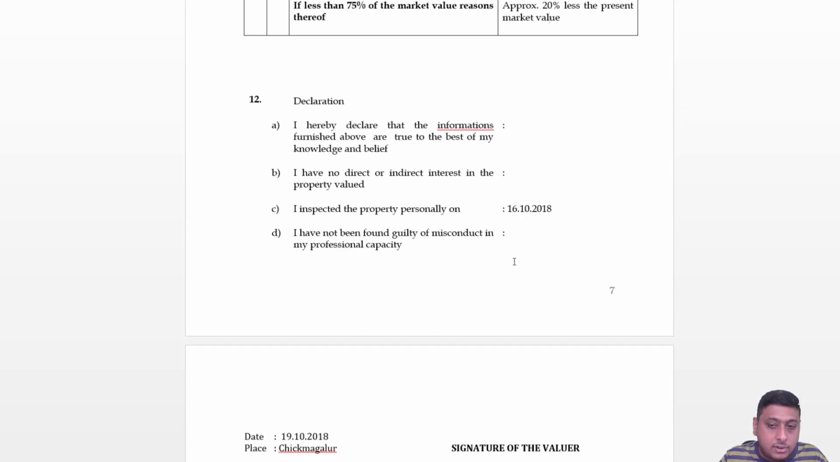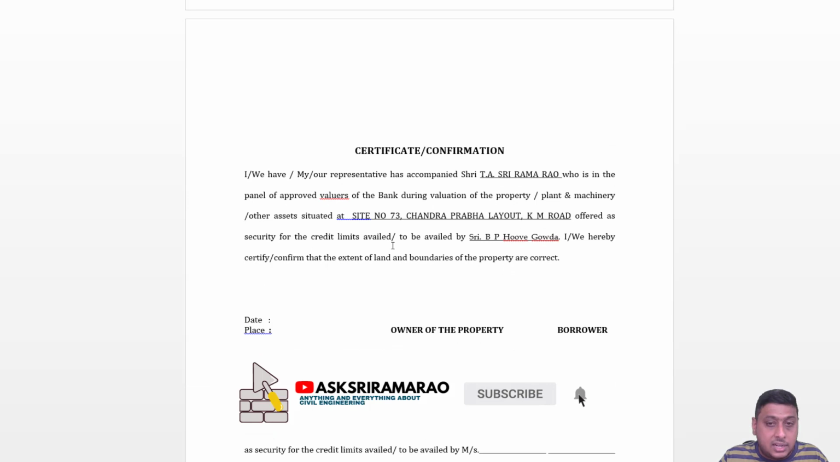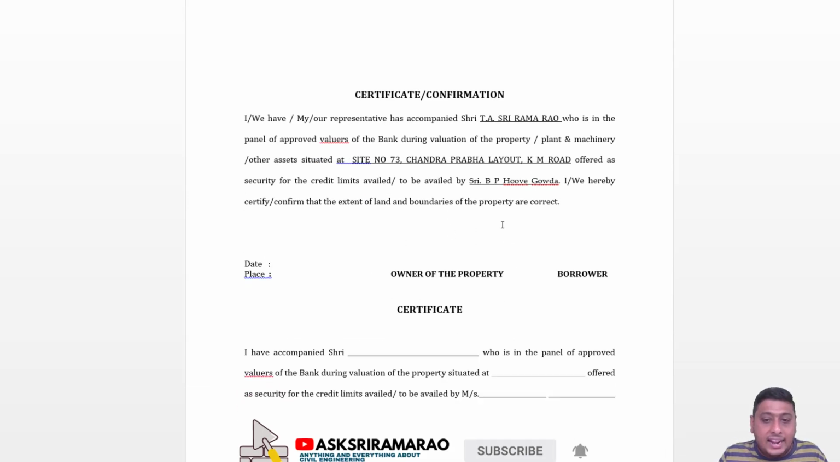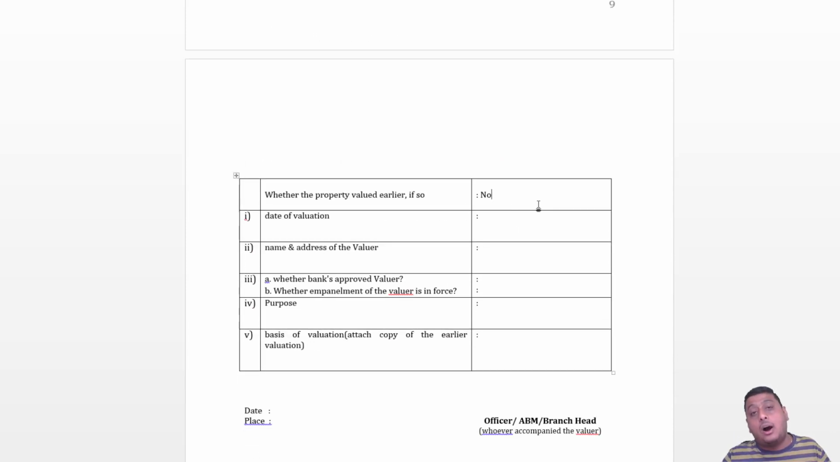Next, the declaration we have to do. Inspected property on date: on the date we are giving the bank panel valuation report, signature of the valuer, and all those things. This is a certification or confirmation that we are going to give, and they're going to take the signature. Then the last part is very, very important. If this property is already valued by some other valuer, we have to give the information here: the date of valuation, the name of the valuer, his address, whether he is a Karnataka Bank panel valuer, whether he was previously a Karnataka Bank panel valuer or presently still has the panel valuation, and why we are taking the second valuation report. All these things to mention here.